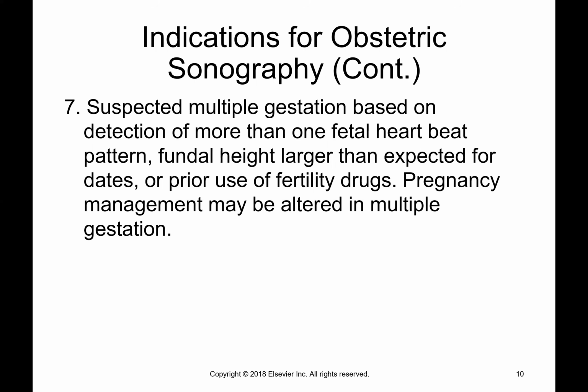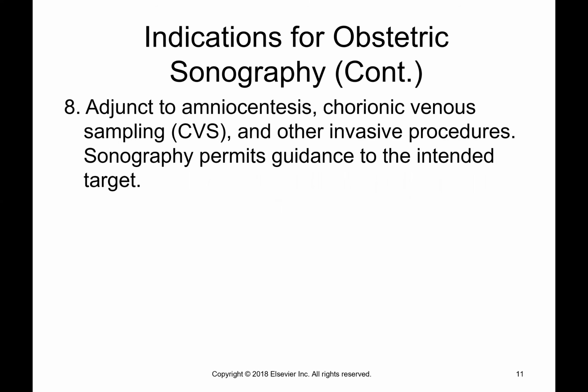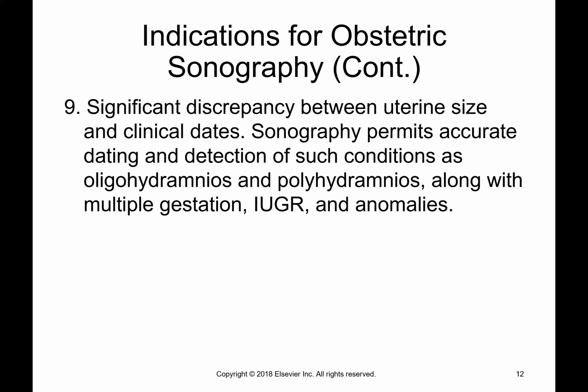If there is a suspicion of multiple gestations, based on fetal heart rate, or the fundal height of the mom being bigger, or fertility drugs, they'll do an ultrasound to make sure that there's just one baby in there. If they have amniocentesis or CVS, which we'll talk about a little bit later, they'll do an ultrasound for that. If there is a significant discrepancy between uterine size and clinical dates, they'll do one for that.